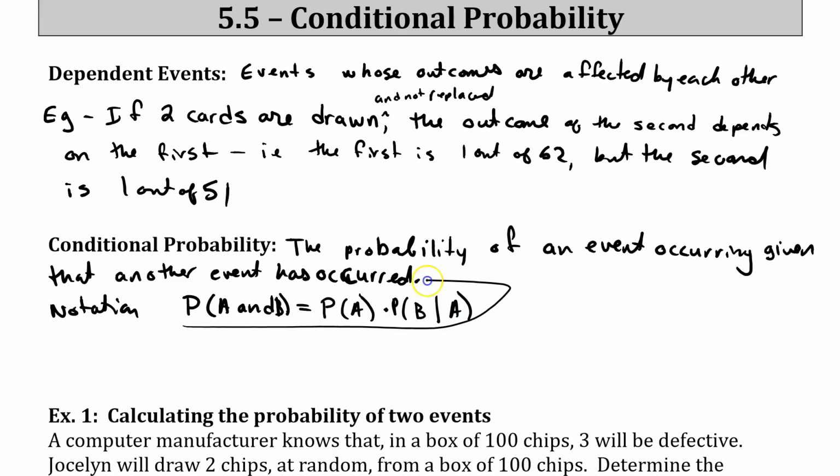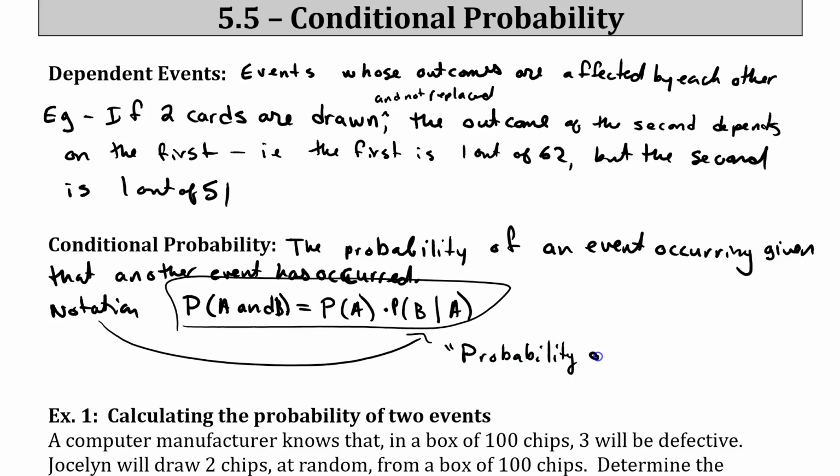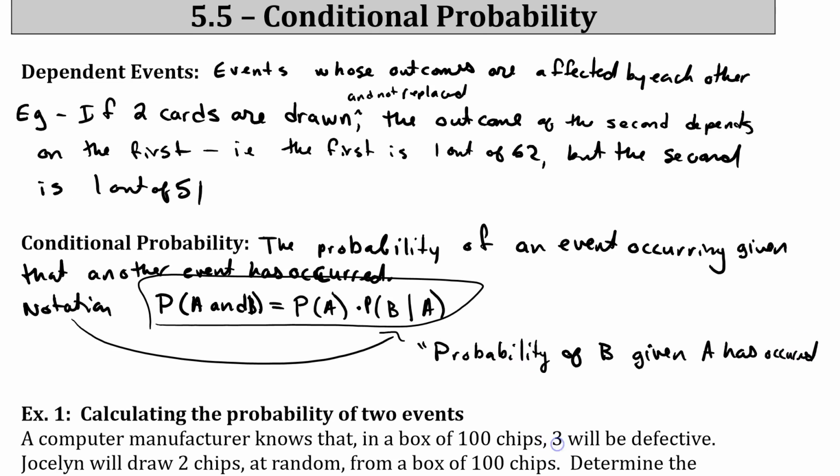So this is the formula here, but let's unpack this little piece right here. The way that we would say that is the probability of B given A has occurred. And the understanding here is that B is dependent on A.